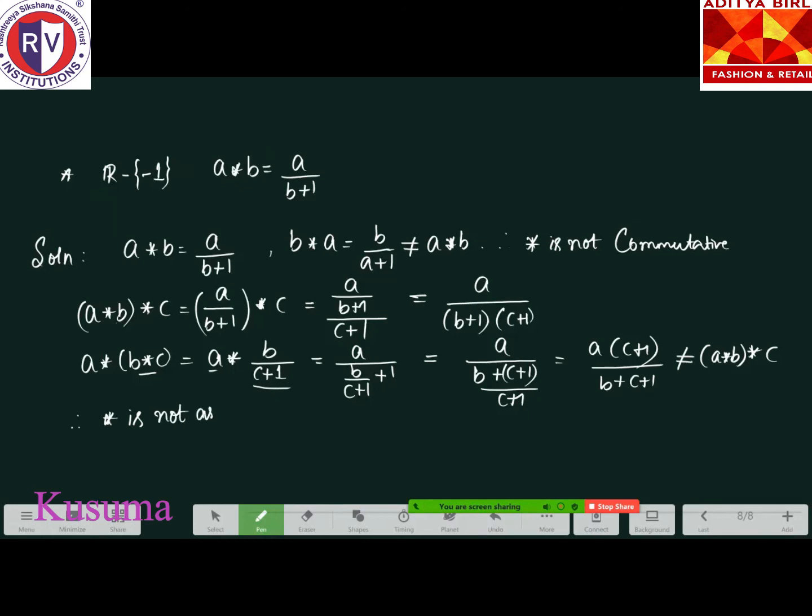So here, the given binary operation star is not commutative and not associative. Therefore, the right option is option B. That is, star is neither associative nor commutative.